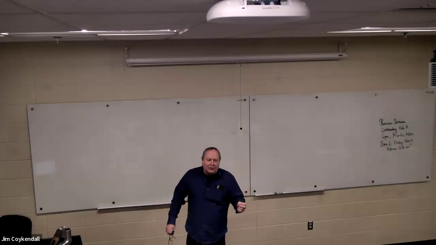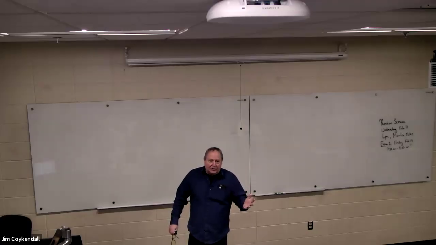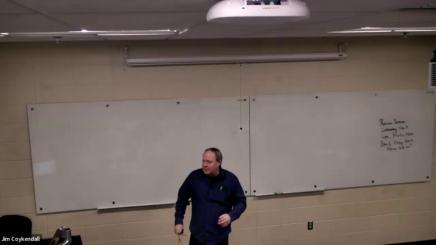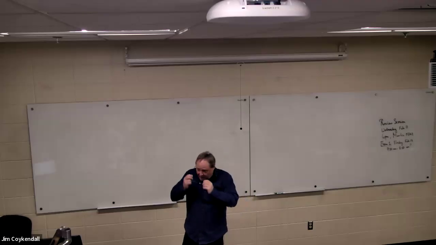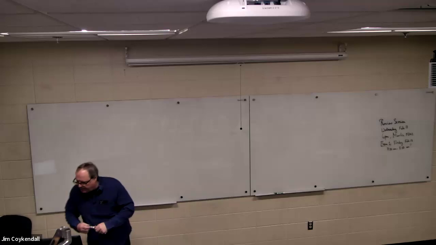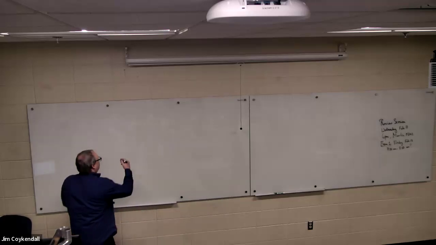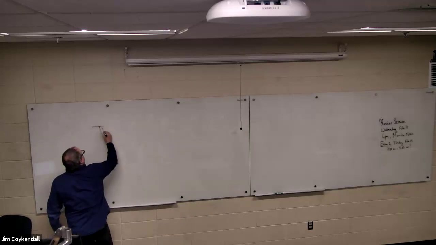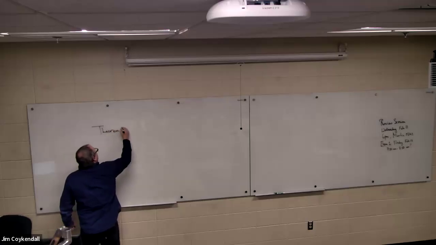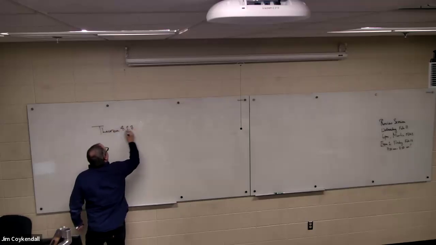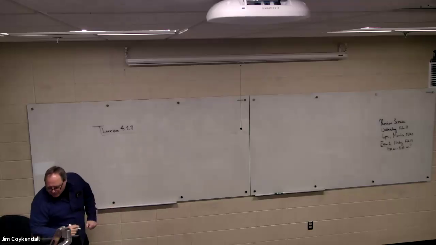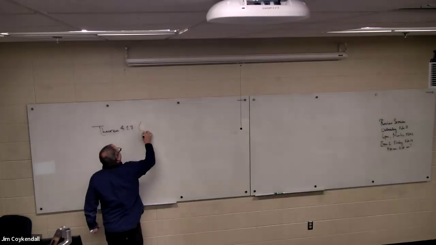If you have a divisor of the order of the group, does that necessarily mean that you have a subgroup of that order? The answer in general is no. But there is a very famous positive result. This is called Cauchy's theorem.